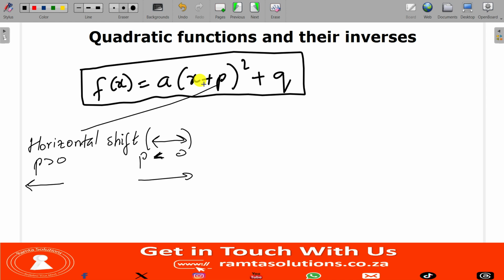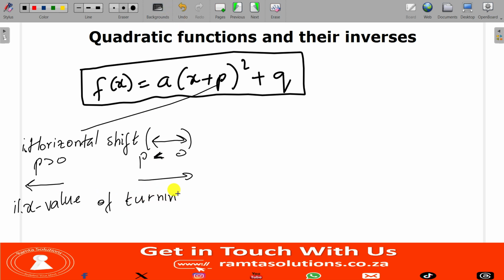Now this is all we can say. Let's leave it here. But let me say this: it is also the x value of the turning point.